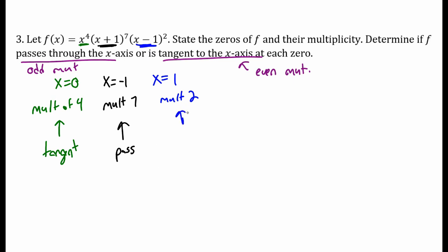And x equals 1 has a multiplicity of 2, which is even, so that's going to be tangent. It's going to touch the x-axis and then turn around. So it's just understanding that multiplicities affect the graph by determining whether the function passes through at that 0 or if it touches it and turns around.